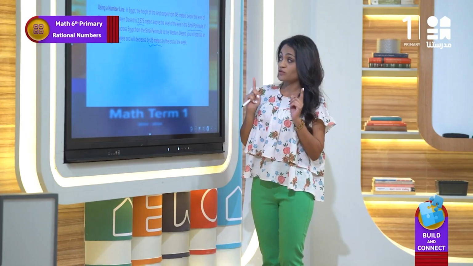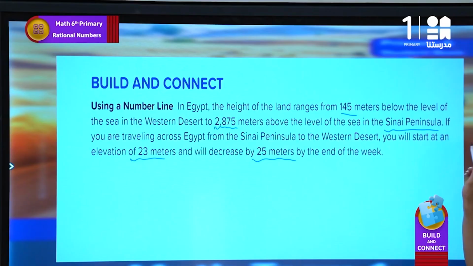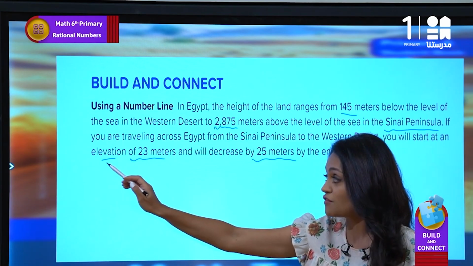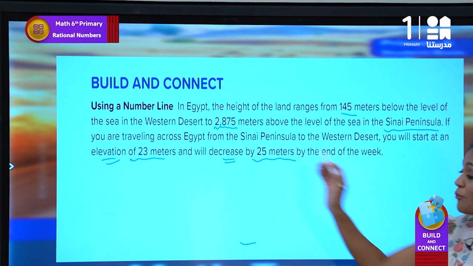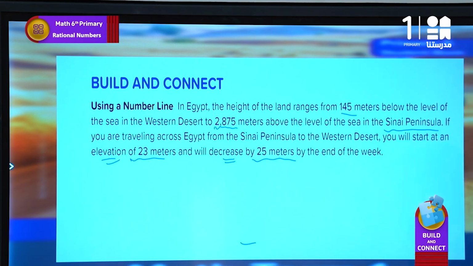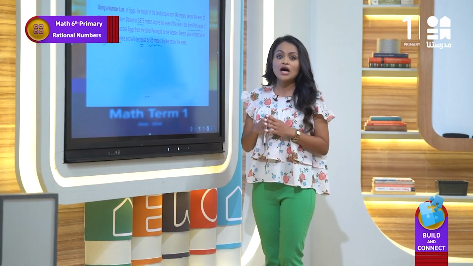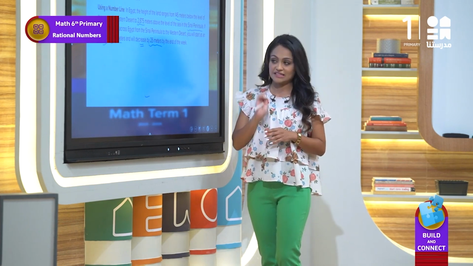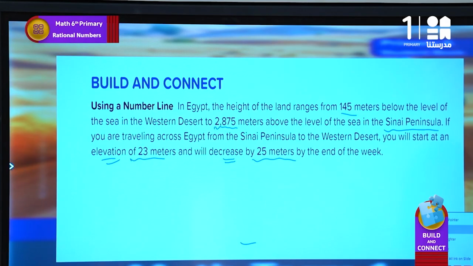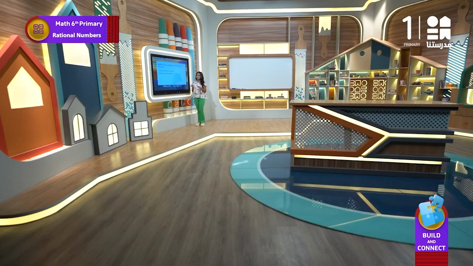So again, focus in here. He's telling you that you will start at an elevation of 23 and it will decrease by 25 meters by the end of the week. From what we just read, I want you to think of the answers to the two questions in the activity. And don't worry, the number line will help us.